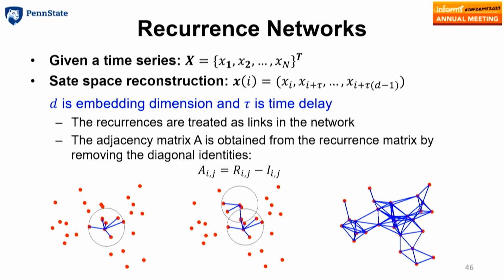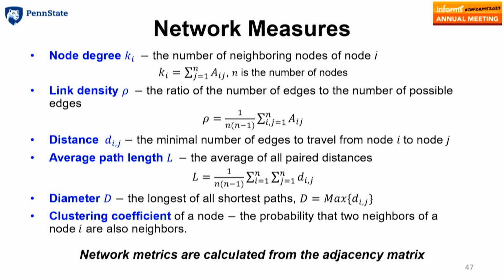Once we have the adjacency matrix A, Aij, we can derive the node degree, Ki. Ki is the number of neighboring nodes of node i. Looking at the adjacency matrix, Ki equals the sum over j of Aij, pretty much one row in the adjacency matrix. That is the node degree. Link density is the ratio of the number of edges to the number of possible edges. We just count how many ones we have in Aij, and then divide by the total number of possible edges. This will be the link density.